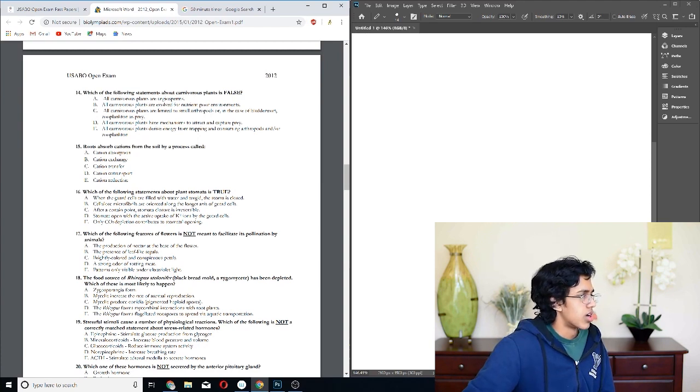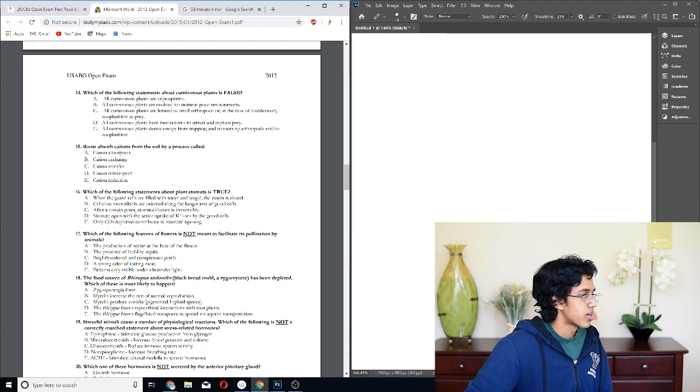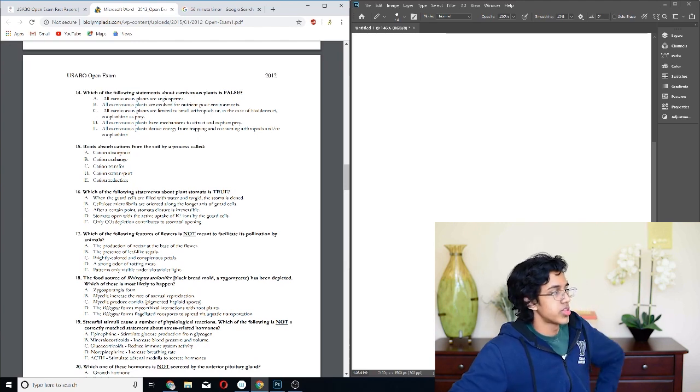17. I don't see how sepals have anything to do with pollination. What the heck? Yeah, what? Bruh. D. The UV light thing, I'm pretty sure it's for bees and stuff, so that should be fine.